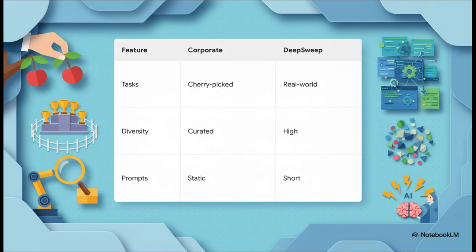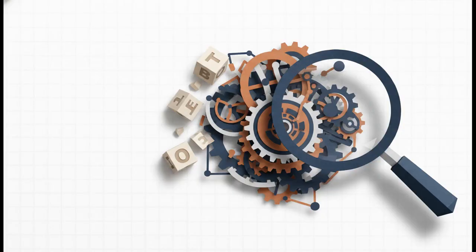Deep Sweep evaluates real-world software engineering tasks built entirely from scratch, so the models can't pre-train on them. It tests high diversity and uses short prompts. Why? Because in the real world, developers don't always sit around writing elaborate, perfect prompts. They wing it, and they fully expect the model to just figure out the ambiguity. Impartially observing the realities exposed by Deep Sweep is fascinating.